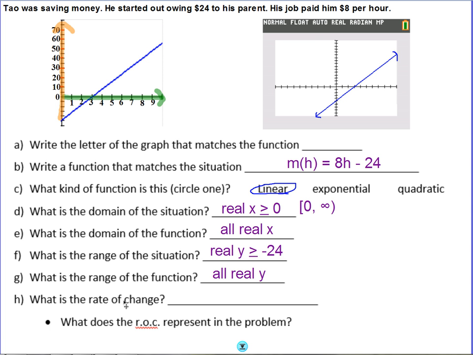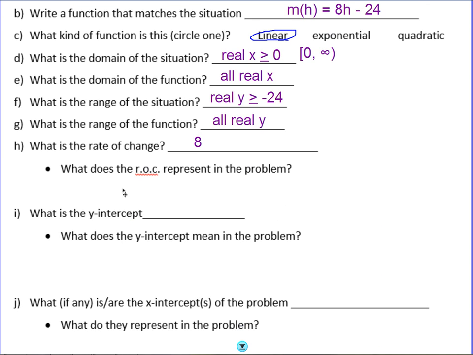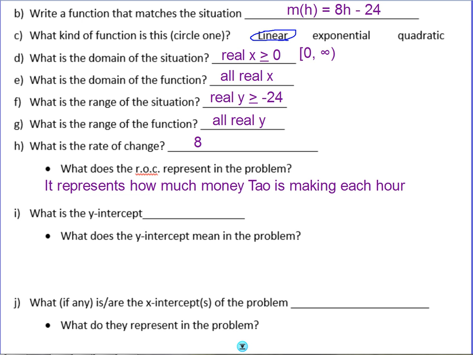Okay, what is the rate of change? Well, we can read that right in the problem. Anytime you're seeing the word per or each or every, that's usually a key word that you're talking about a rate of change. So that's 8. The rate of change is 8. What does it represent in the problem? It represents how much Teo is making every hour.